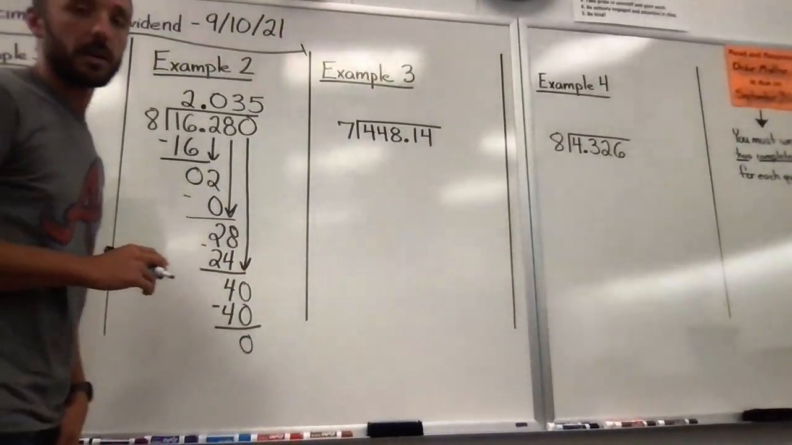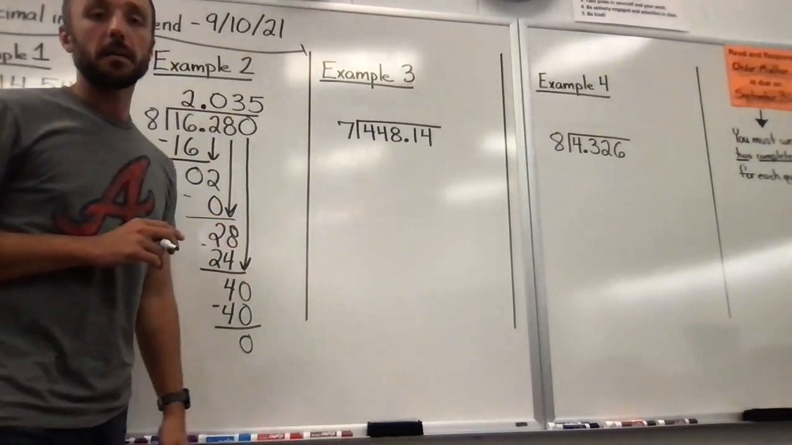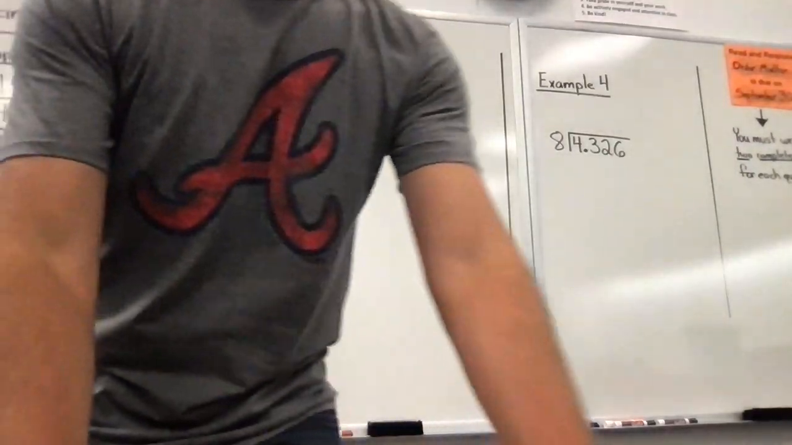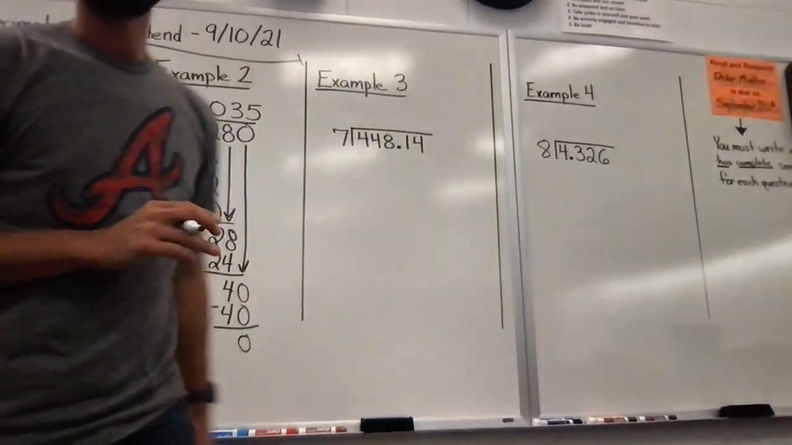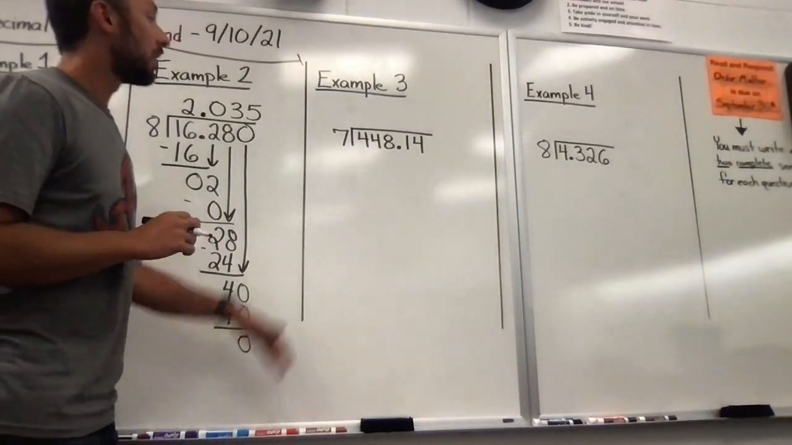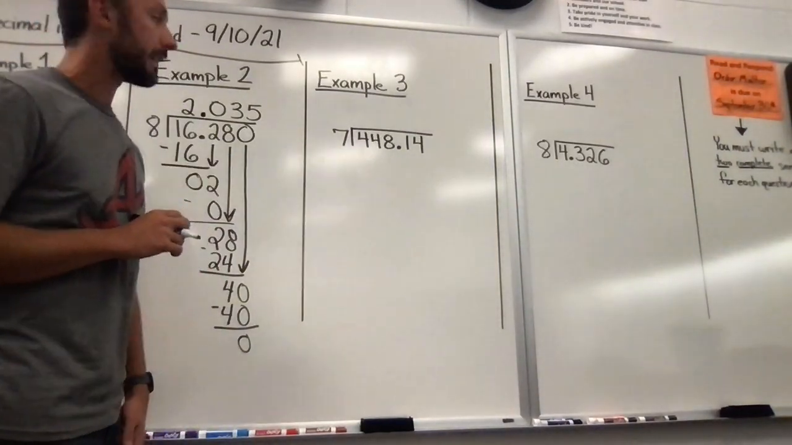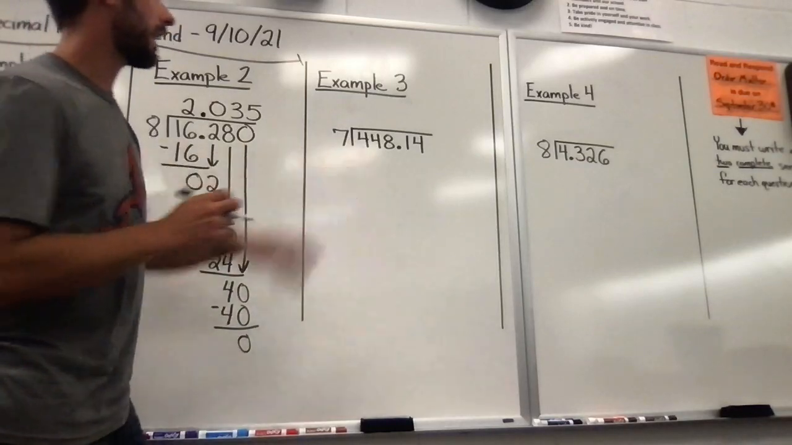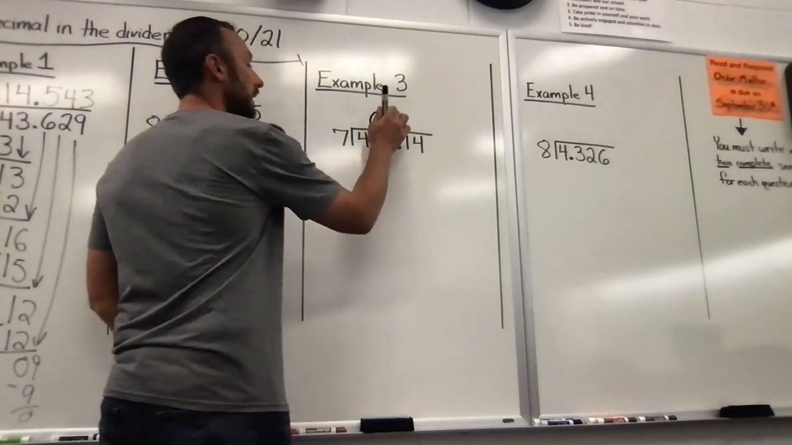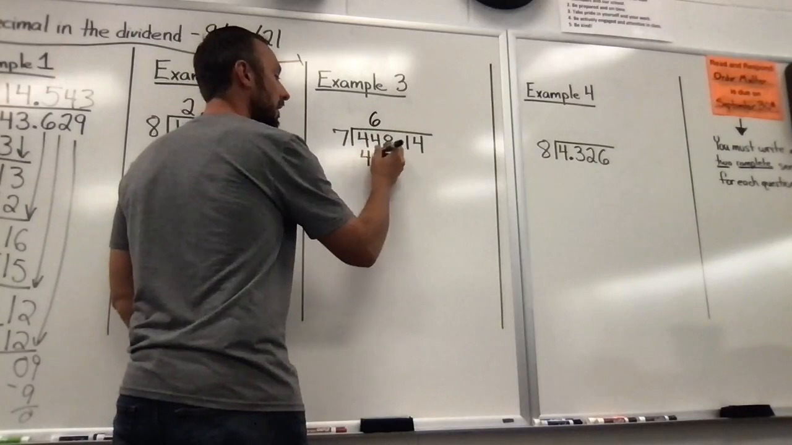There we go, which we'll see from there. I'm having 448 and 14 hundredths, or 448 and 1400ths, divided by 7. So step 1, can 7 go into 4? It can't. Can 7 go into 44? It can, 6 times. 6 times 7 is 42.